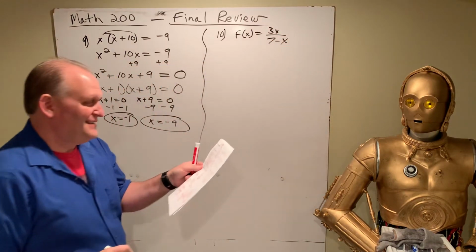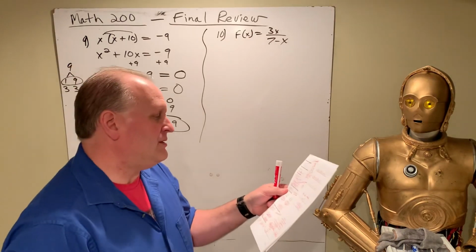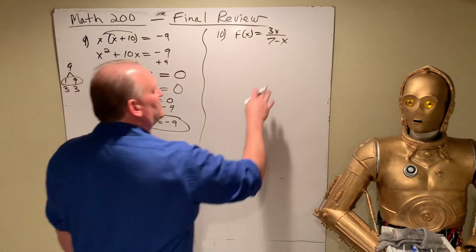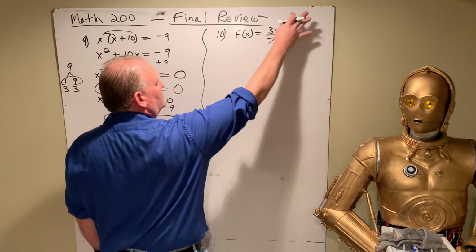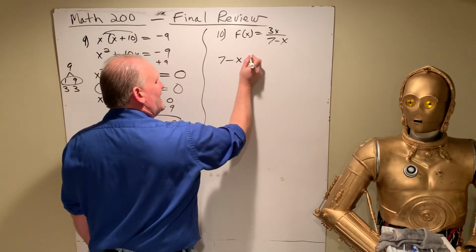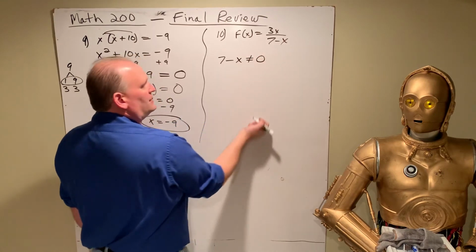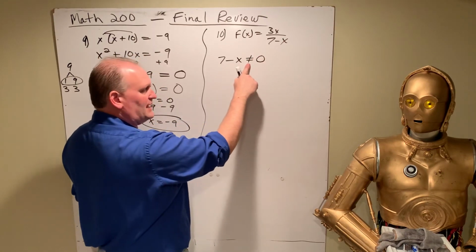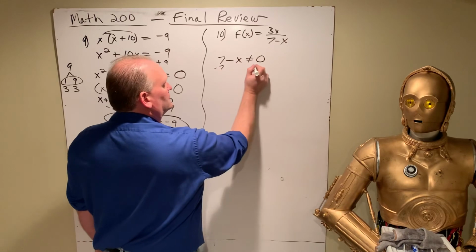All right. So here we are. They want to know, oh, just the domain. Easy peasy lemon squeezy. So we don't care about the top at all. We don't care about the numerator. It's all about the denominator, and the denominator cannot be 0. That's a cannot equal sign right there.